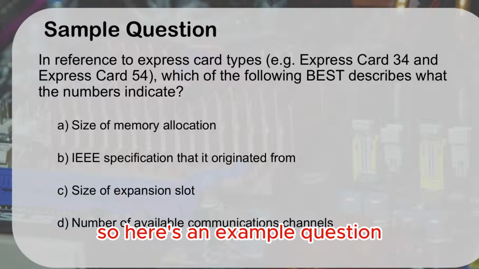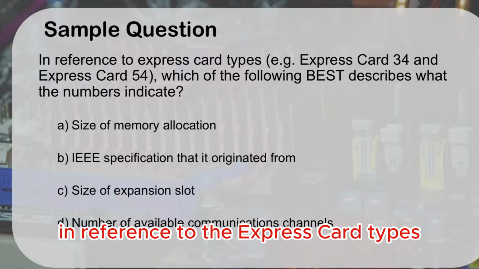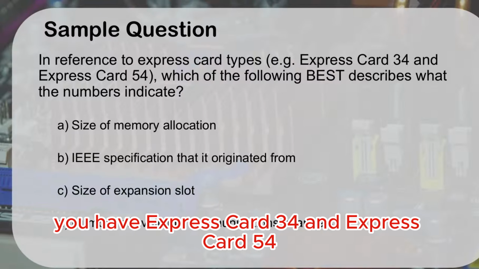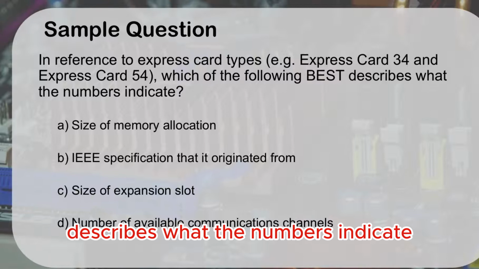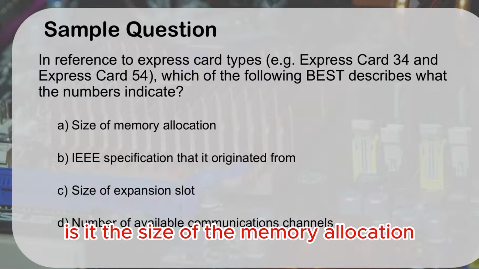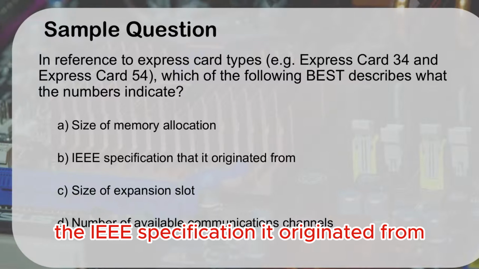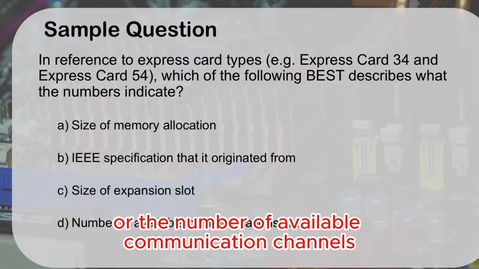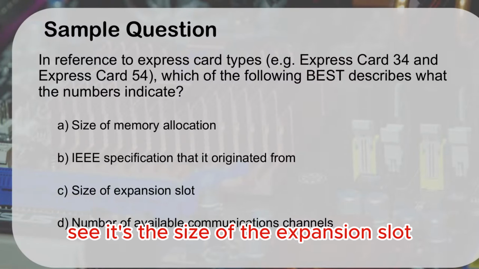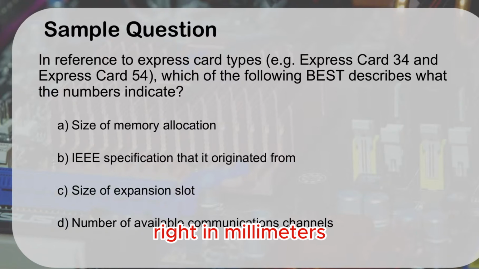So here's an example question. In reference to the express card types, you have express card 34 and express card 54. Which of the following best describes what the numbers indicate? Is it the size of the memory allocation, the IEEE specification it originated from, the size of the expansion slot, or the number of available communication channels? C, it's the size of the expansion slot, right in millimeters.